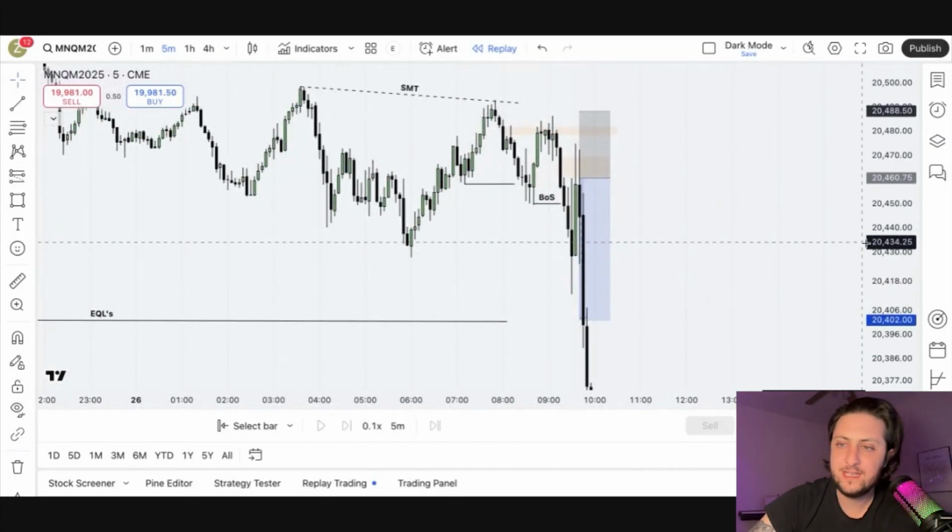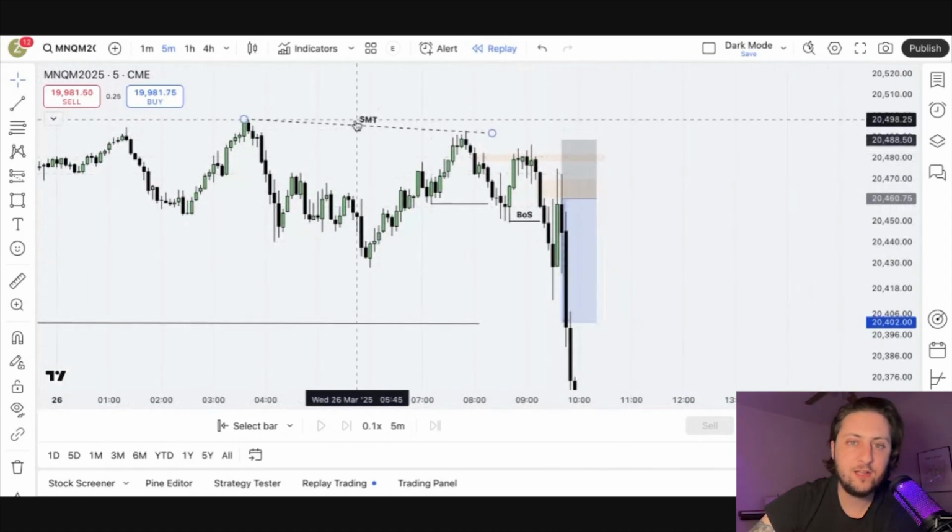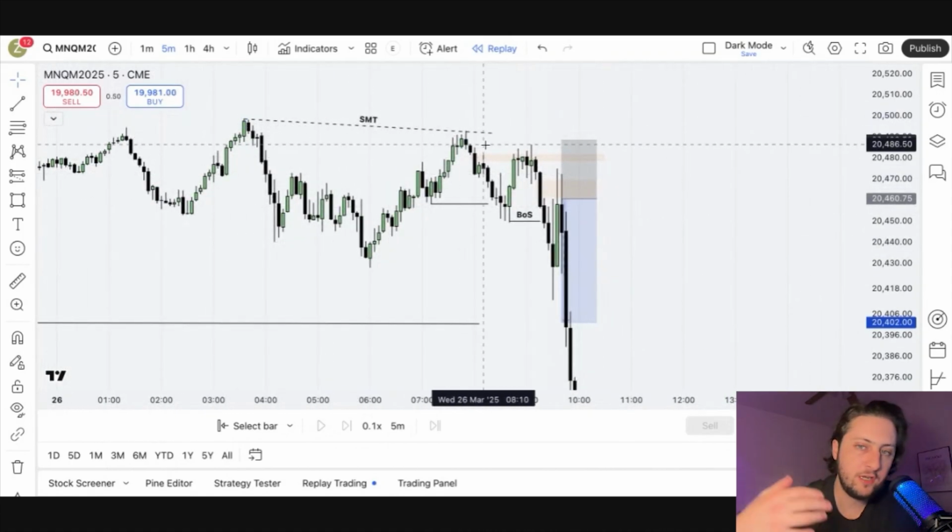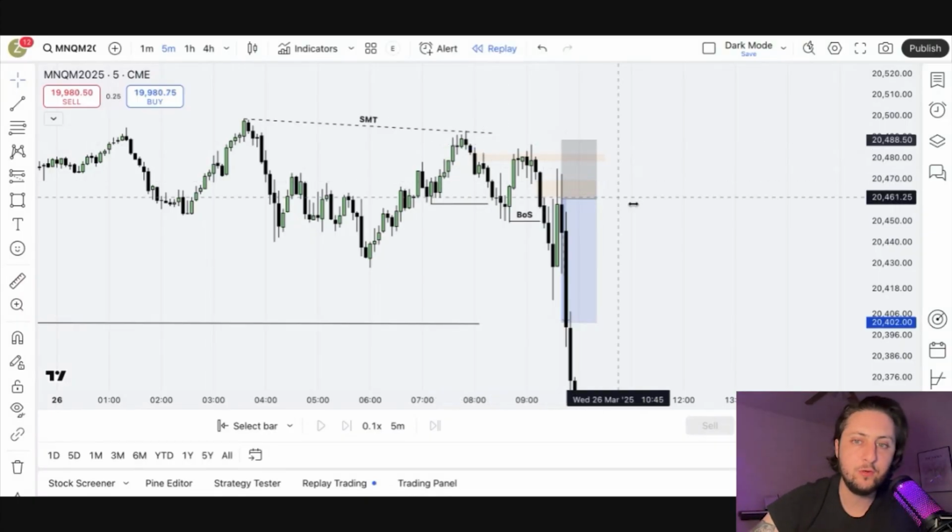But this is the first example. I mean, just a really clear example of the SMT divergence confirming the reversal for you, and then using price action to really get the proper entry and then having that clear draw on liquidity. So that's example one. Now we're going to get into the second example, and it's going to be the bullish case so that you can at least see both sides of the move.